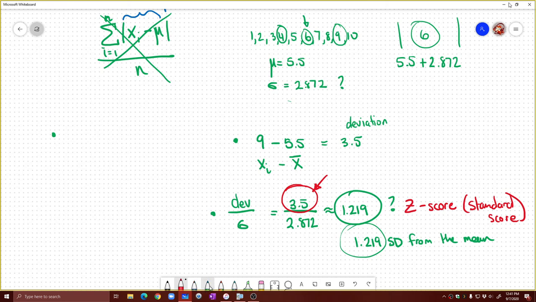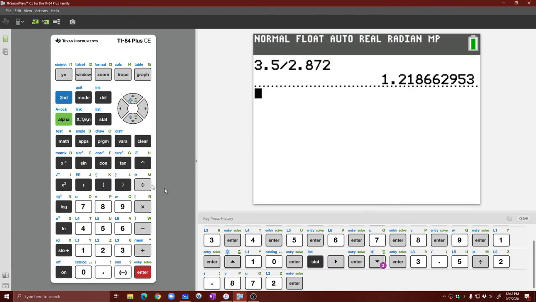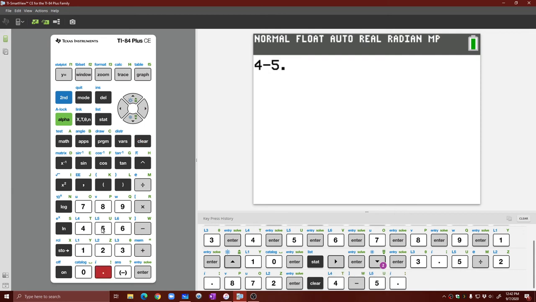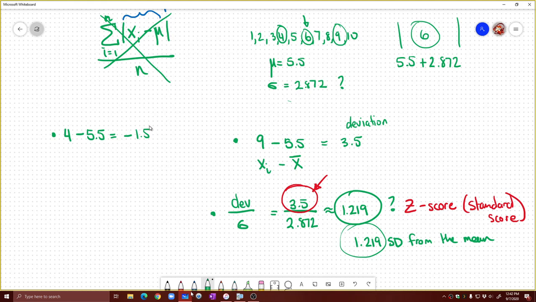Okay, so now let's say we had the example of the 4. So 4 minus 5.5. So that would have been a negative... having a little meltdown here, so negative 1.5, sorry. See, this is what happens when you take a break from Labor Day. Yes, negative 1.5. All right, so now this is again my deviation. So again, what does this number mean? I am 1.5 units below the mean. That's what this is saying, 1.5 units below the mean.